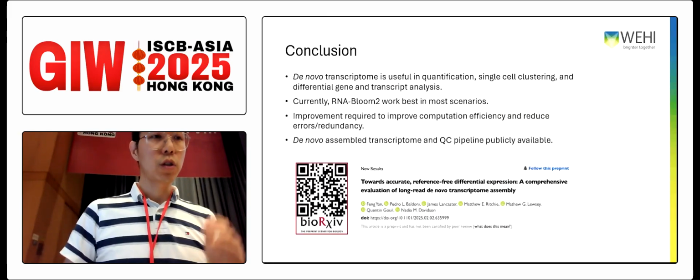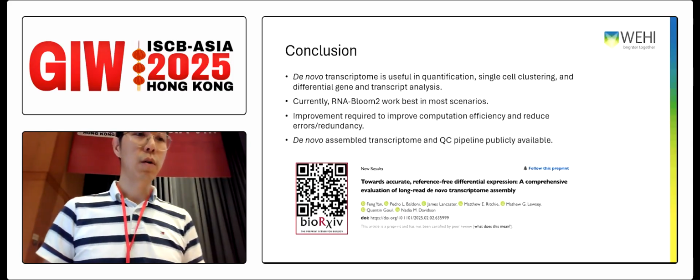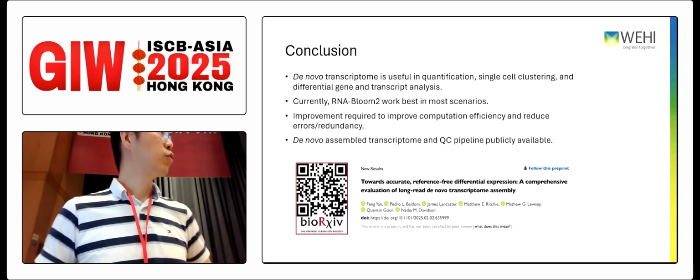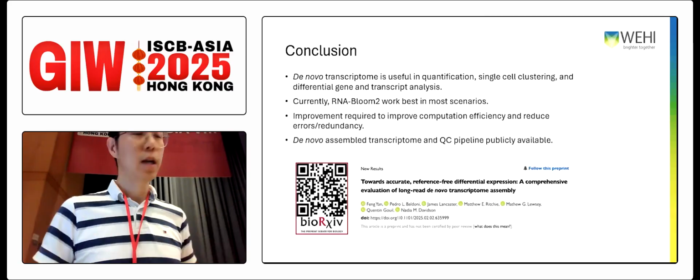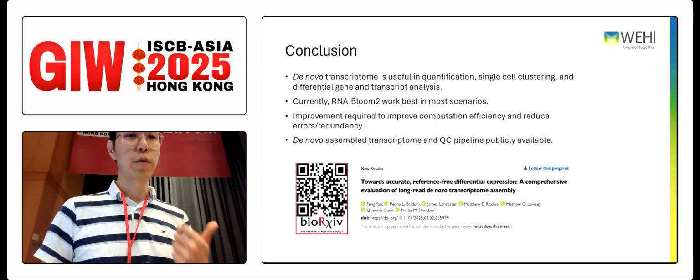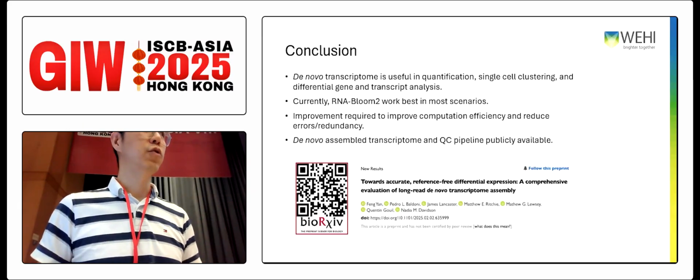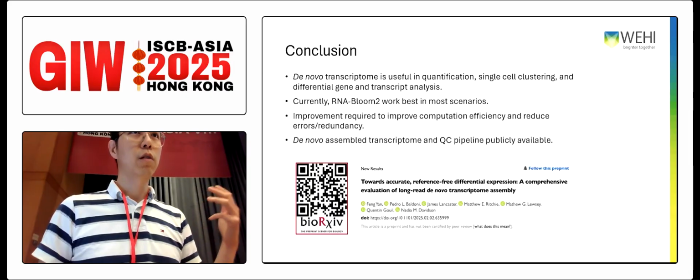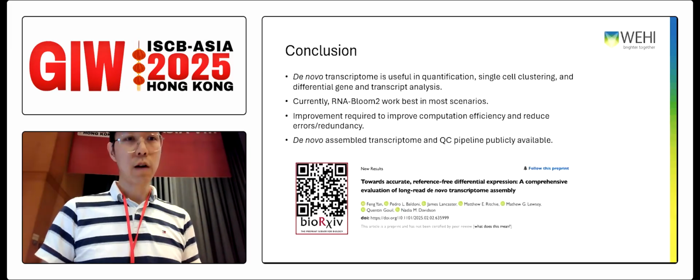So, just to summarize what we have found by this exercise of using the de novo transcriptome to perform different tasks of the analysis: firstly, the de novo transcriptome is very useful in quantification, and you can also use it for single cell clustering. You can also use it for differential expression. Furthermore, it includes more information that is not documented in the annotations.